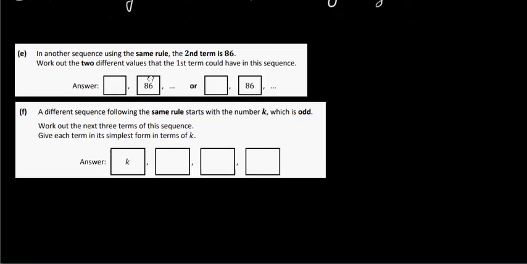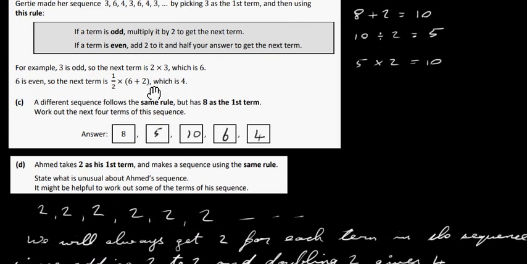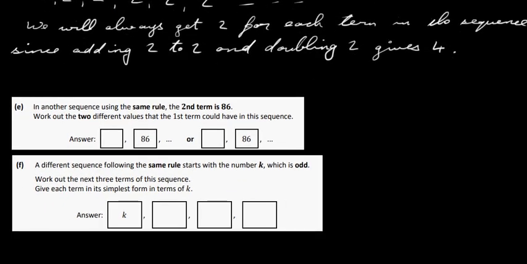Okay, in another sequence using the same rule, the second term is 86. Work out two different values that the first term could have been in this particular sequence. Okay, so if you look back at the rules here, it says if the term is odd, we multiply by 2. So let's half 86. We get 43. 43 is an odd number, and what we do with odd numbers, double it. So it could be 43.